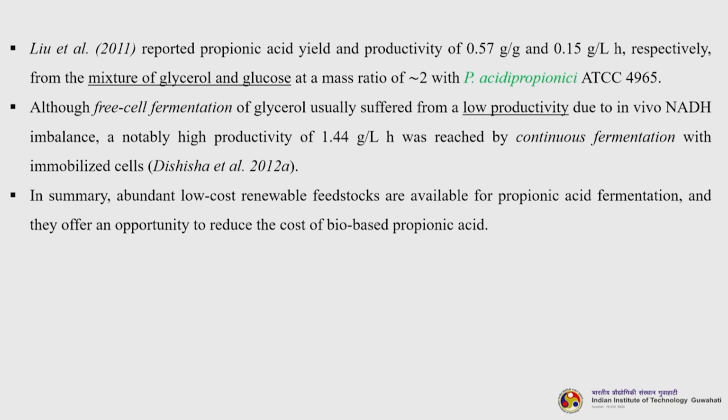So, in summary, abundant low cost renewable feedstocks are available for propionic acid fermentation and they offer an opportunity to reduce the cost of the bio based propionic acid. So, now we will discuss acetic acid, another very important commodity chemical that is now being manufactured on a large scale from different biomasses.